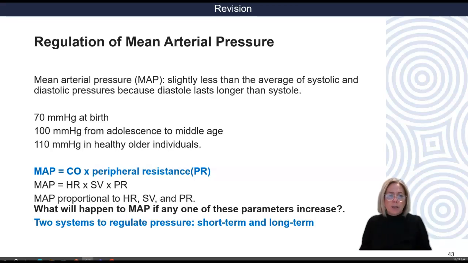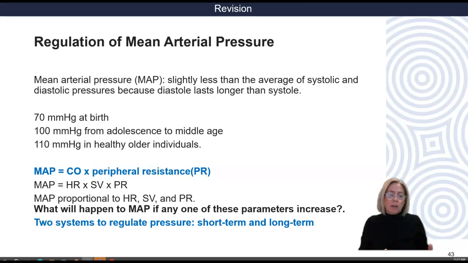It's about 70 millimeters of mercury at birth, and then it's about 100 millimeters of mercury from adolescence to middle age, and then it rises slightly in older healthy adults, about 110 millimeters of mercury. Mean arterial pressure, as we know, is calculated by taking the cardiac output, multiplying it by the peripheral resistance. And we know that cardiac output is calculated by taking the heart rate, multiplying that by the stroke volume.